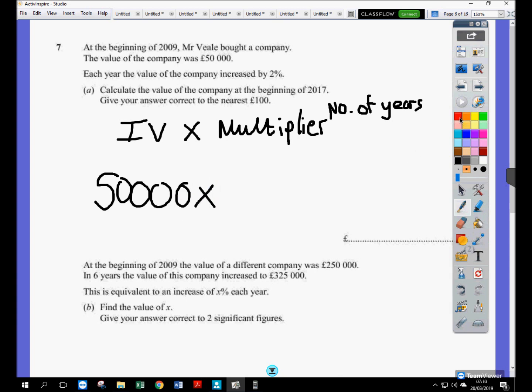Now there is a formula for the multiplier. I'll write that at the top here. It's 1 plus x over 100, where x is the interest rate. So it's 1 plus 2, as 2%, over 100 to the power of the number of years. Now, it's from 2009 up to 2017, which if you count is 8 years.